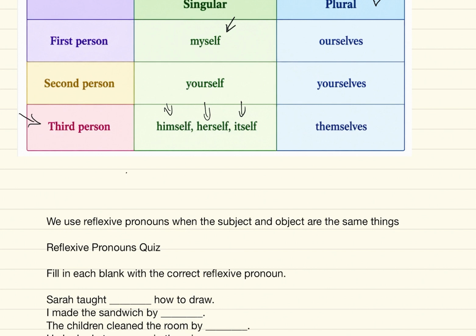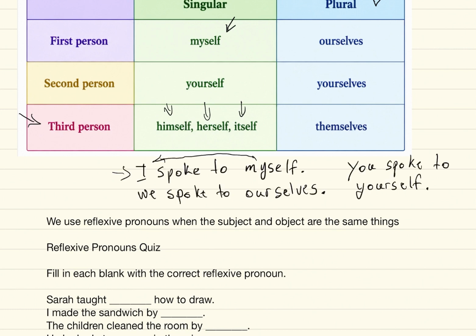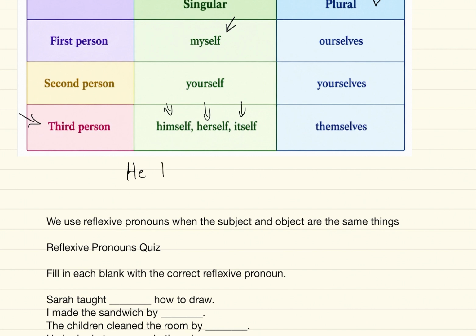Let me clear this up. He loves himself. So you see here we're using he when we're referring to a male, and himself. So he is talking about himself. So you see here the object and the subject are essentially the same thing.